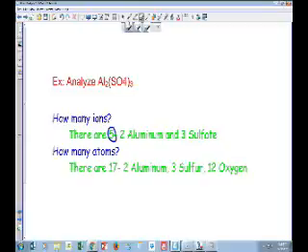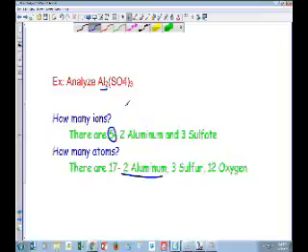How many aluminum atoms do we have? Well, we got 2 of them. We got 2 aluminums. Now this is tricky though. How many sulfurs do we have? At first it looks like 1, but it's multiplied by 3, so you really had 3. And how many oxygens do you have? It's not 4. It's 3 times 4 is 12, so the total is 17.